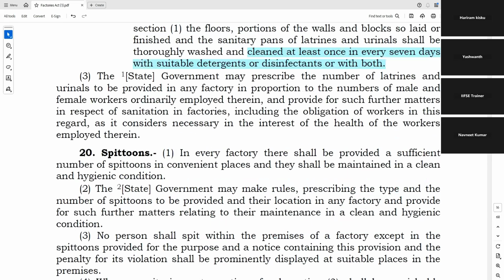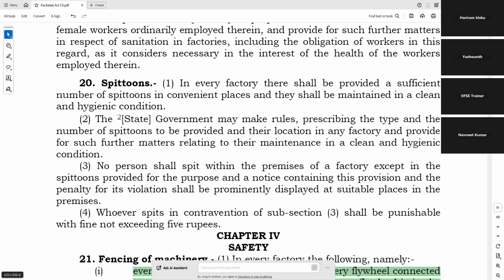Okay. Again, the state government may prescribe the number of latrines and urinals to be provided in a factory in proportion to the workers. As per me, I think for every 100 workers we need 4 latrines, and after that, for every 50 extra workers we need one more latrine. So for every 50, we have to increase the number.